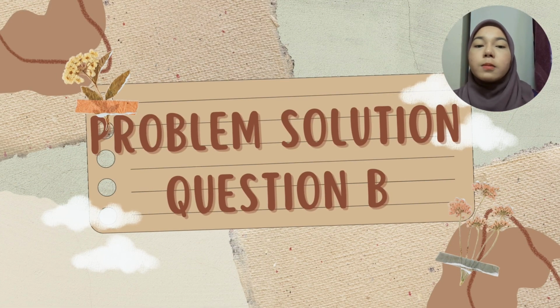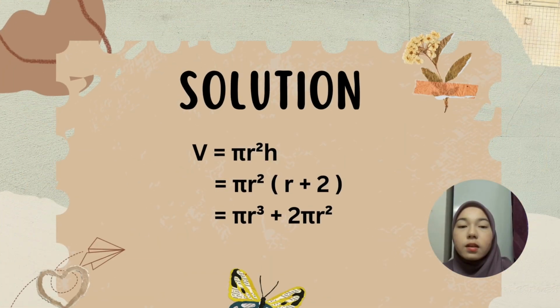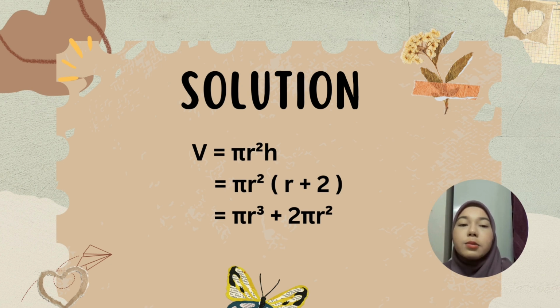Next, let's move on to the problem solution for question B. For question B, we need to find the volume of the ice cube in terms of r. For the solution, in order to determine the volume of the ice cube, we need to use the volume formula of a cylinder, which is V equals pi r squared h. To determine the volume in terms of r, we need to substitute the h value. From the figure, we know that the h value is r plus 2. So, the final answer we got is pi r cubed plus 2 pi r squared.